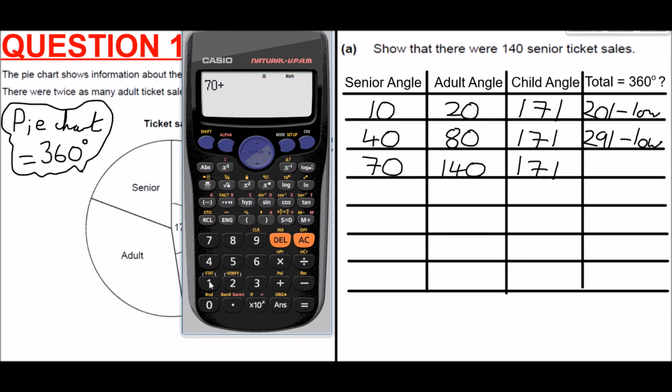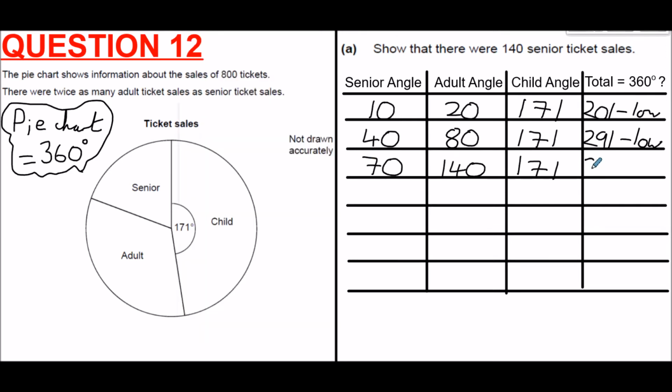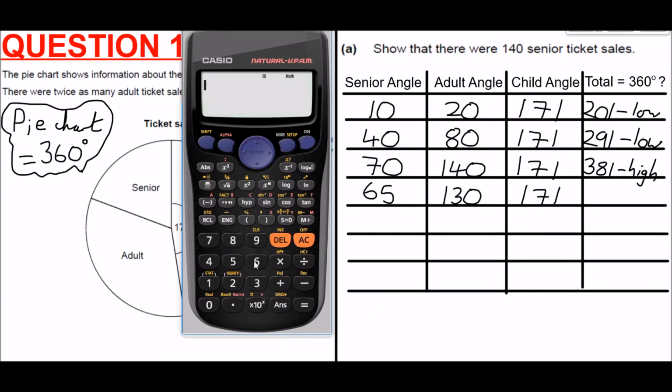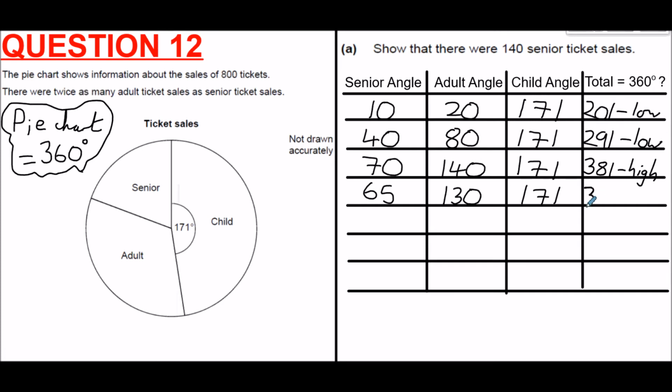70 plus 140 plus 171, 381. Now that's a bit too high. We've gone over 360. So what we need to do is lower this one slightly. So I don't know, maybe try 65 degrees. Double 65 is 130. And that would be 171. Let's see if that comes to 360. 366, pretty close, but still a tiny bit too high. So just lower ever so slightly. Maybe it's 64. Double 64, 128, and 171.